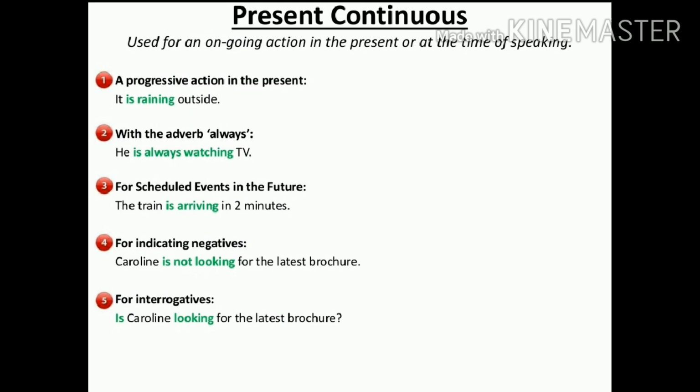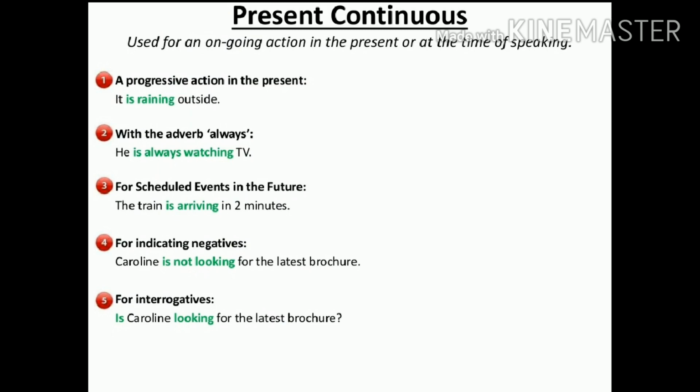Negative means when you are saying no. When we say negative in the English language, it means no. So if you want to say no in any sentence, then also you will use present continuous tense, like Caroline is not looking for the latest brochure. And interrogative, you understand? Yes, interrogative means if you are framing a question, then also you can use present continuous tense.